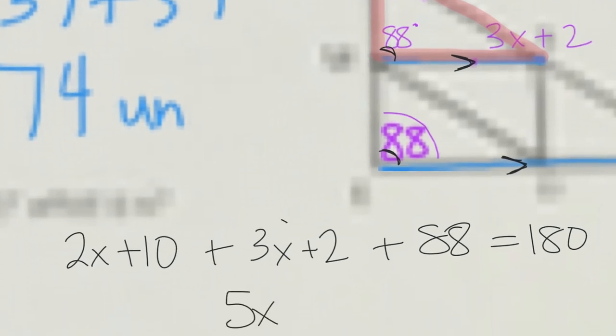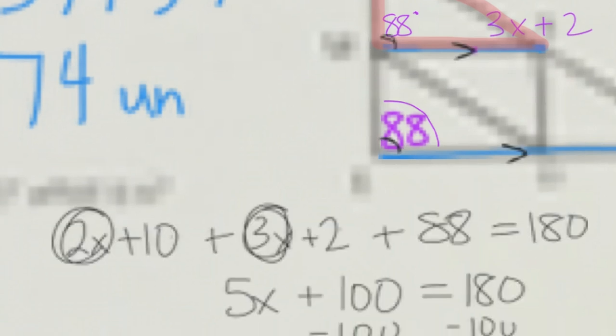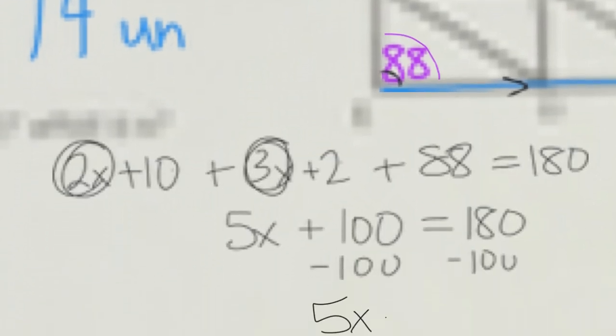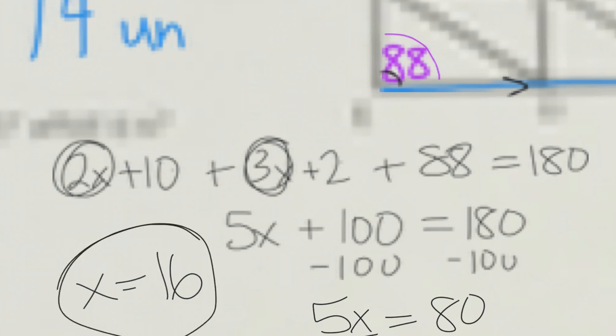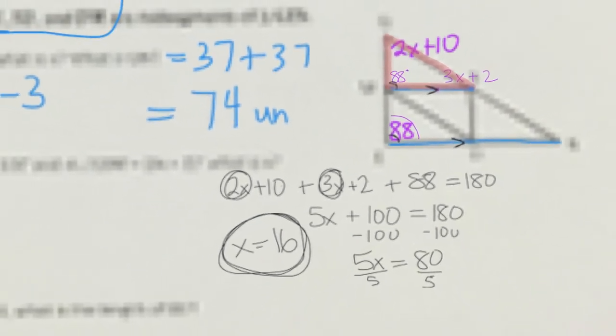So combining like terms, 3x and 2x is 5x. And 10 plus 2 plus 88 is 100. So we'll minus the 100 from both sides. 5x equals 80. And if my division is okay here, 80 divided by 5 is 16. And it just said what is x, so x is 16. And that's that.